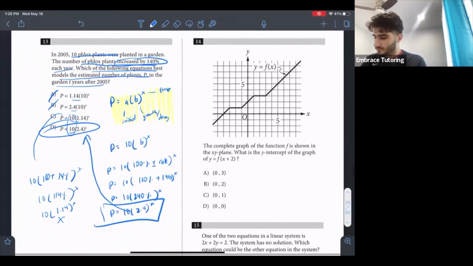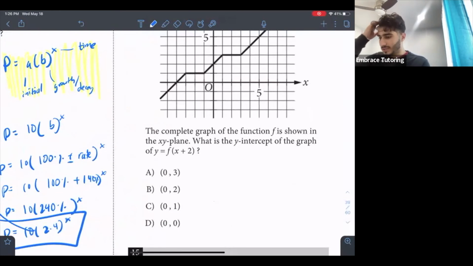Question 14. The complete graph of the function f is shown in the xy-plane. What is the y-intercept of the graph y = f(x + 2)? So the easy way to solve this problem is by moving every single point, or the easy points, and determining the y-intercept from there.